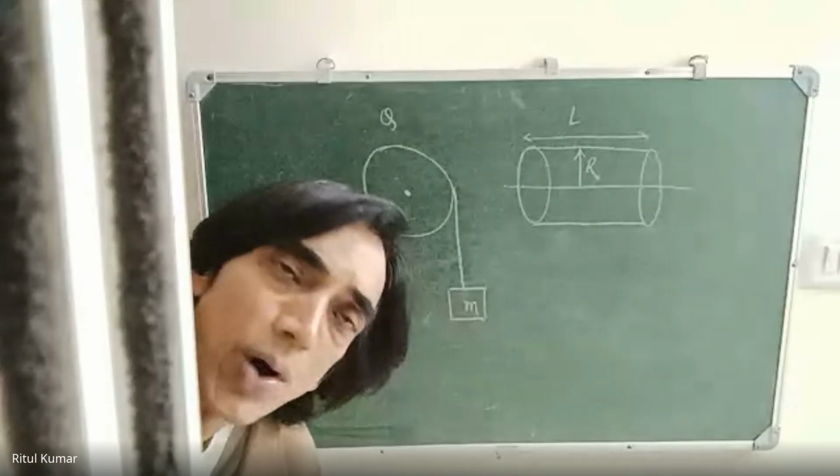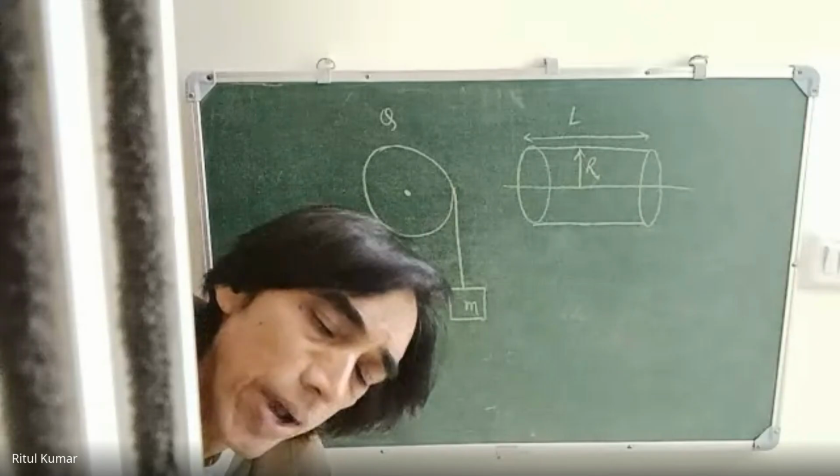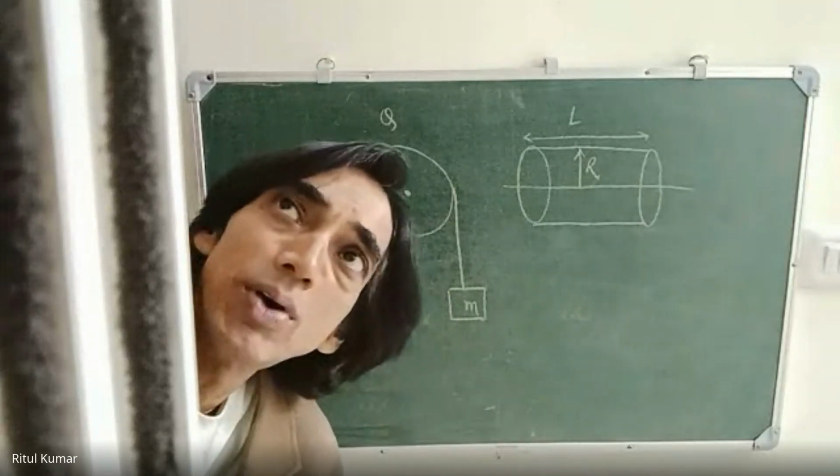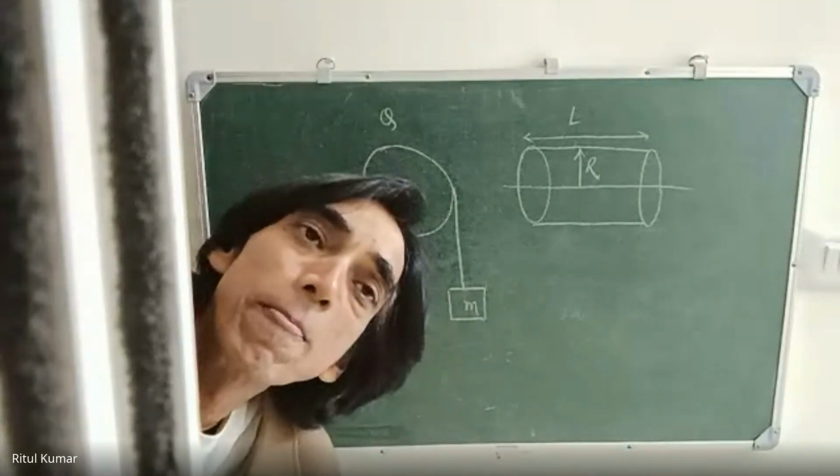So we can do mg minus T is equal to ma, and then we can get the acceleration of the mass. T into R is equal to I alpha, and a is equal to R alpha, right? Yes. Very good. Absolutely correct. So, what is keeping you from that uses here?